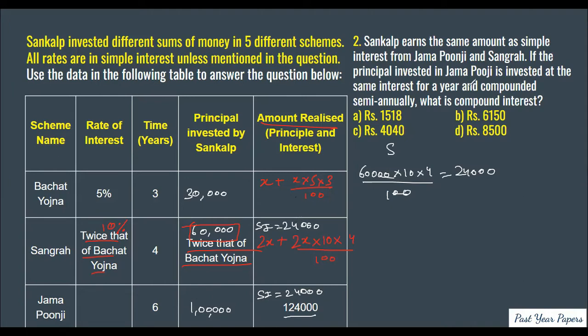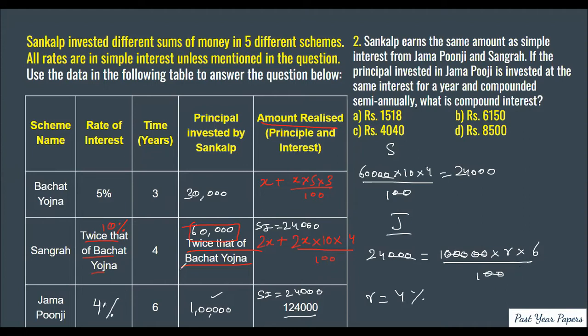So rate of interest, same rate of interest. That means we need to find this first now. Principal is given for Jama Punji. Let's try for Jama Punji. Simple interest for Jama Punji is same, that means it will be 24,000. What is principal? P is 1 lakh. R we need to find. T is 6 upon 100. If I solve this, what I will be getting? I'll be getting R as 4%.